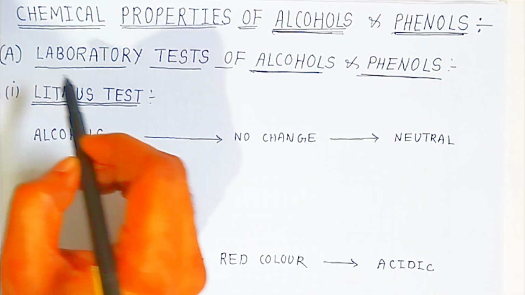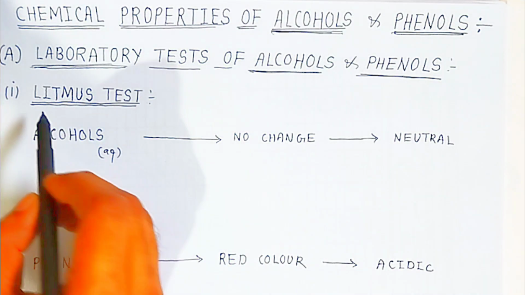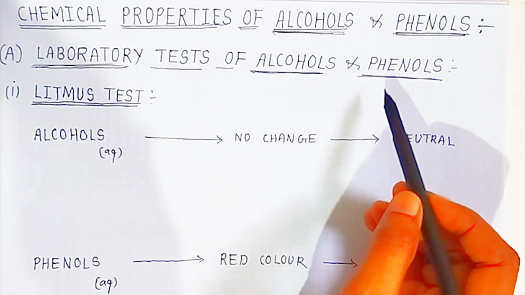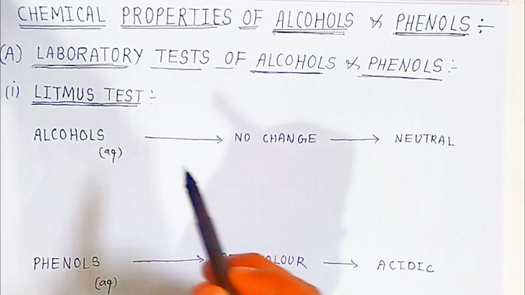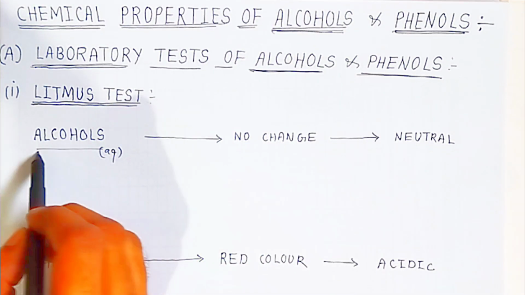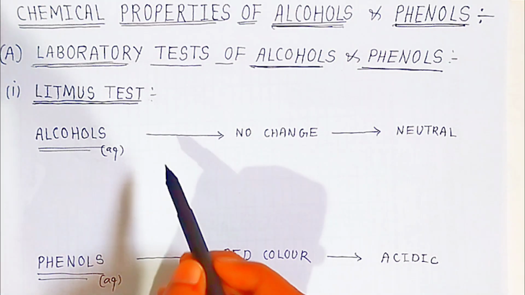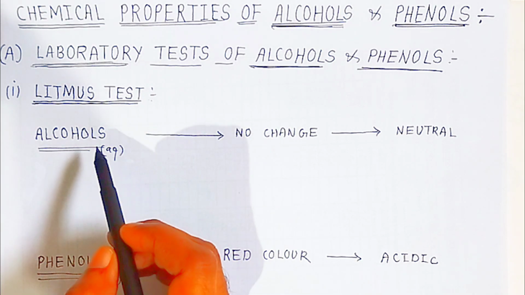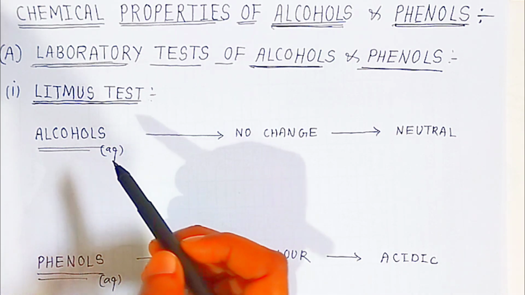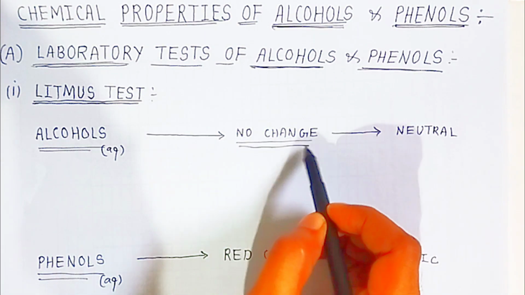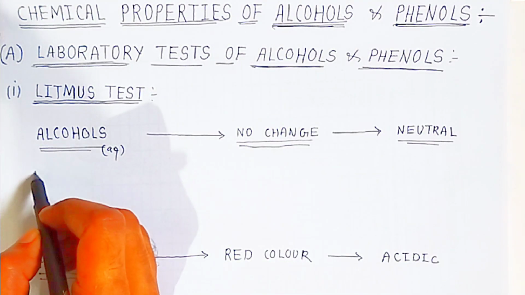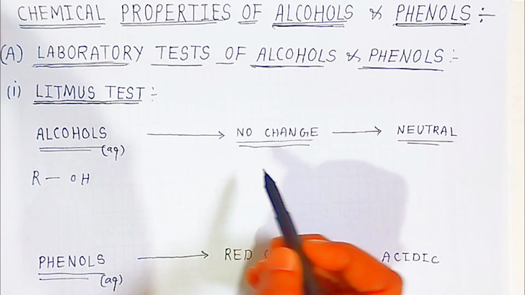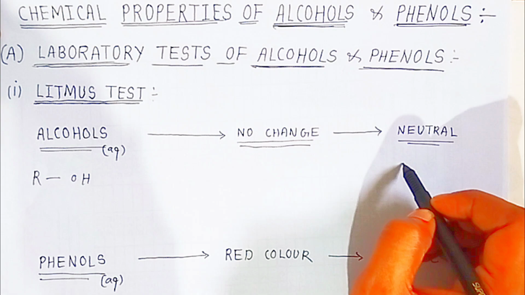So students, when you see in the laboratory, every time you have litmus paper. With the help of litmus paper, if you want to identify alcohols and phenols, we are going to test them. We take the aqueous solution of alcohol and dip the litmus paper in it. When there is no change in color of the litmus paper, that means alcohol, which we show with ROH, aliphatic alcohols. If there is no change, that means all alcohols are neutral in nature.